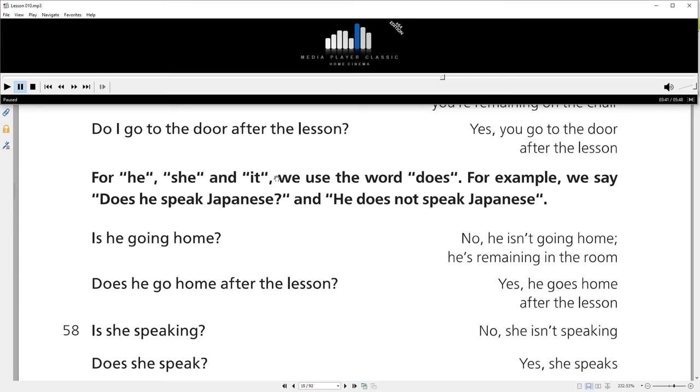For he, she, it, we use the word does. For example, we say, does he speak Japanese? And he does not speak Japanese.